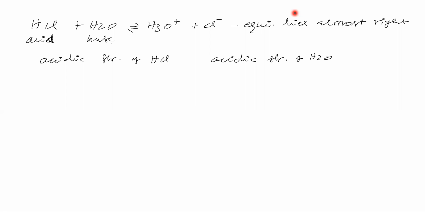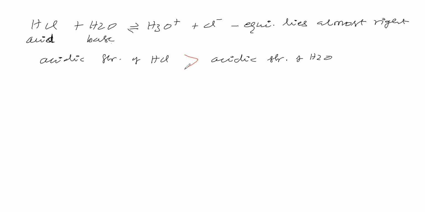Equilibrium lies almost right. In this equilibrium, HCl is acting as an acid, water acting as a base. This indicates it is acid, it is base. So the acidic strength of HCl should be greater than that of water. So acidic strength of HCl is greater than acidic strength of water.